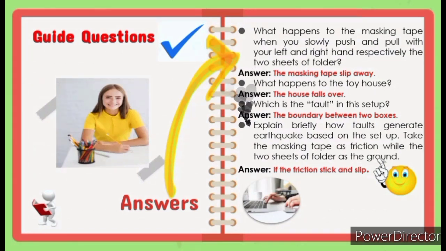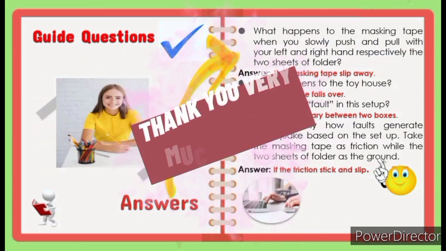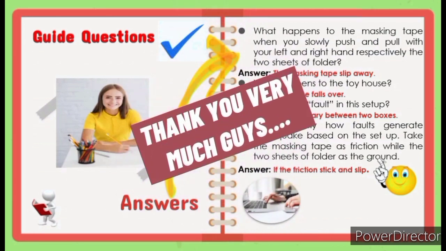Number 4, explain briefly how faults generate earthquakes based on the setup. Take the masking tape as friction while the two sheets of folder as the ground. What would be the correct answer? If the friction is overcome, the ground will slip. Okay, thank you very much for getting the correct answer.